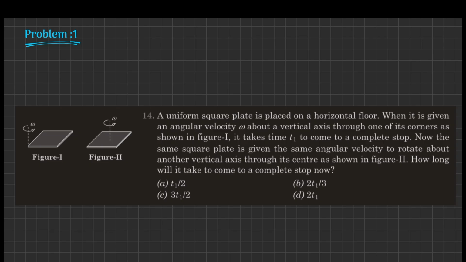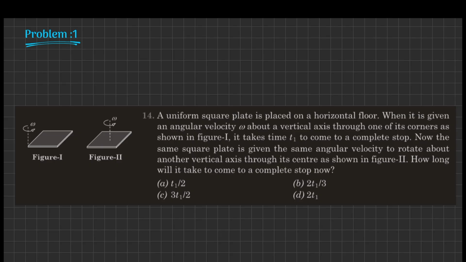Here, the first problem says they have given us two diagrams and both are square plates. The uniform square plate is placed on a horizontal floor when it is given an angular velocity omega, and that direction is also given here, about a vertical axis through one of its corners as shown in figure 1. So in this case, if we give it omega, it says it stops in t1 time. It takes t1 time to completely stop.